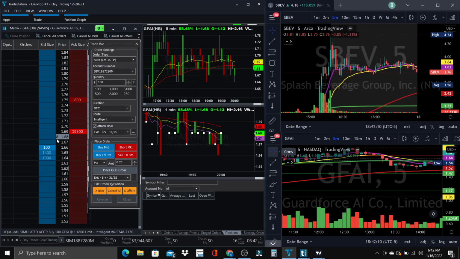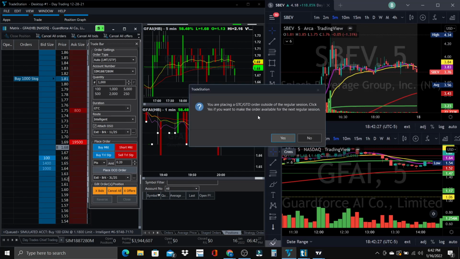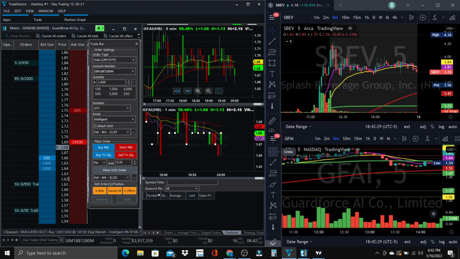So in this case scenario now, GFAI is at 168. That's where it closed, and sellers are here at the 169. So say I feel like once it hits 181, I really feel like that's a bullish mark. So I want to buy 1,000 shares at 181. So I just click there, hit yes, and then my order is already placed. It's ready to go, and I'm ready to watch my profits roll in.